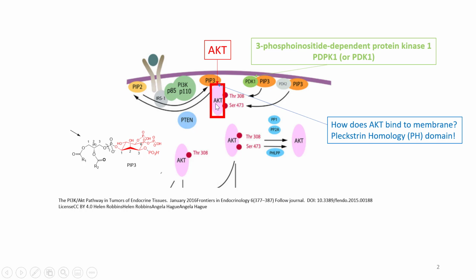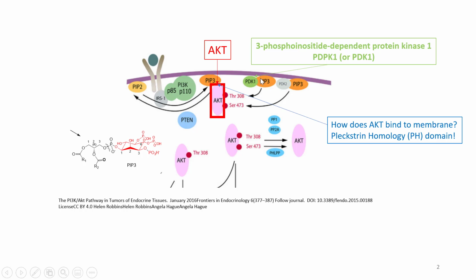As we said, AKT is activated by phosphorylation. It does so by being recruited to the membrane where it can bind through its pleckstrin homology PH domain to an inositol lipid, PIP3. This derives from PIP2 by phosphorylation. The structure of PIP3 is shown here. So this AKT is recruited to the membrane.